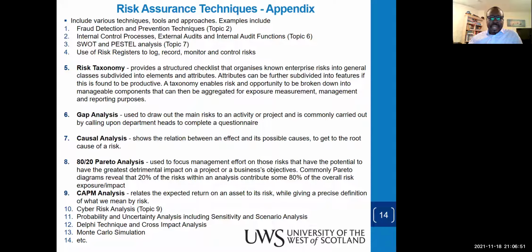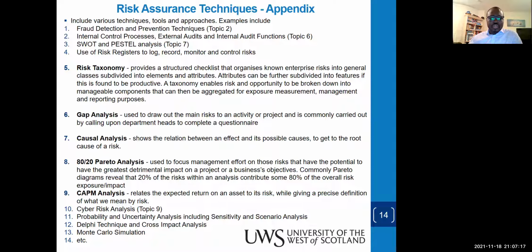Then there is the gap analysis. Gap analysis simply helps us to draw out the main risk to an activity or project. And normally we call upon a departmental head to answer some questions and tell us what gap do we have outstanding. It happens mostly in project management, okay? We have causal analysis. What caused this risk? If we're able to identify the root cause, we can fix it, okay?